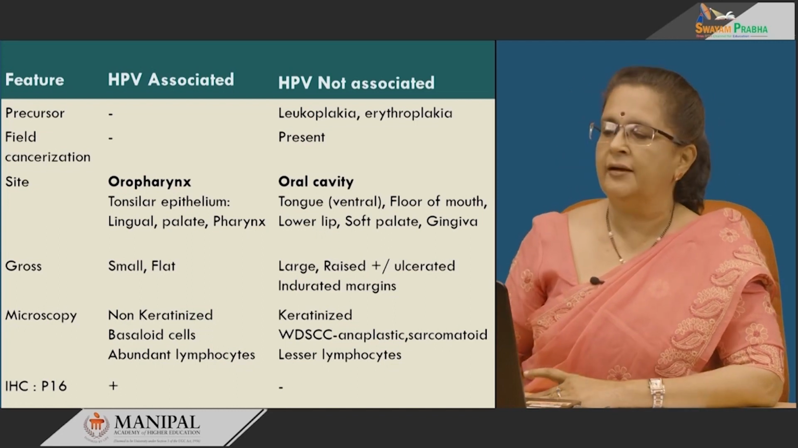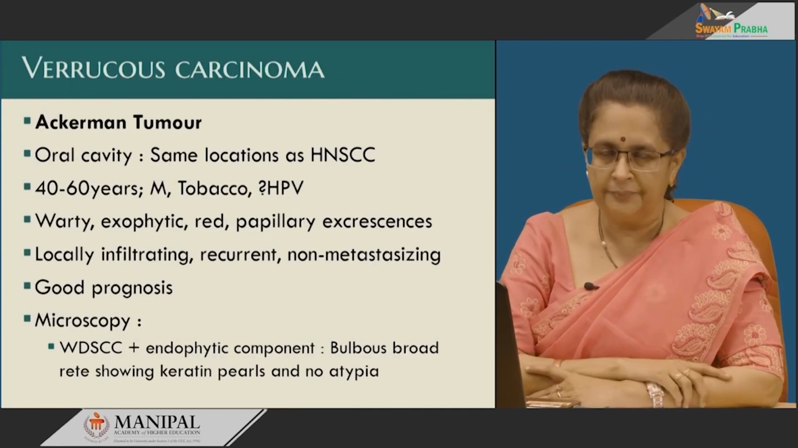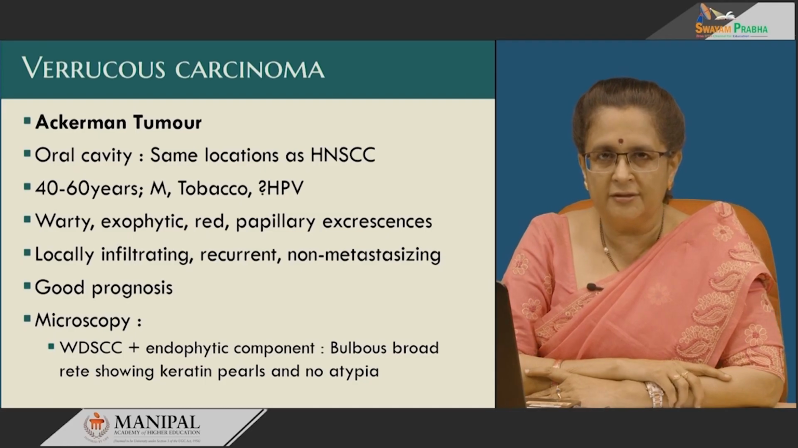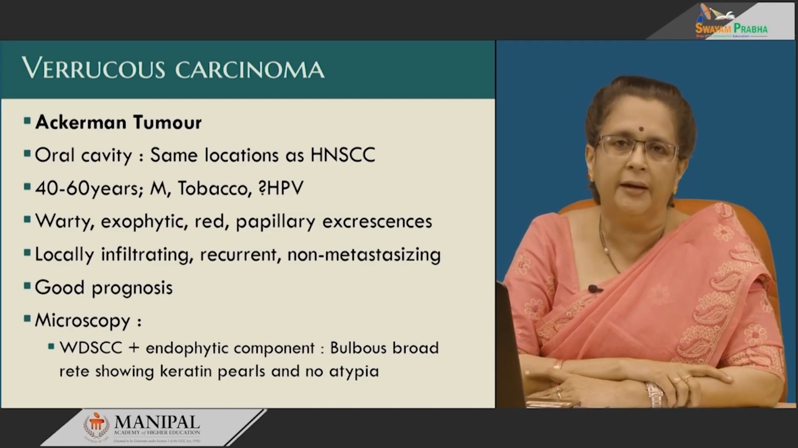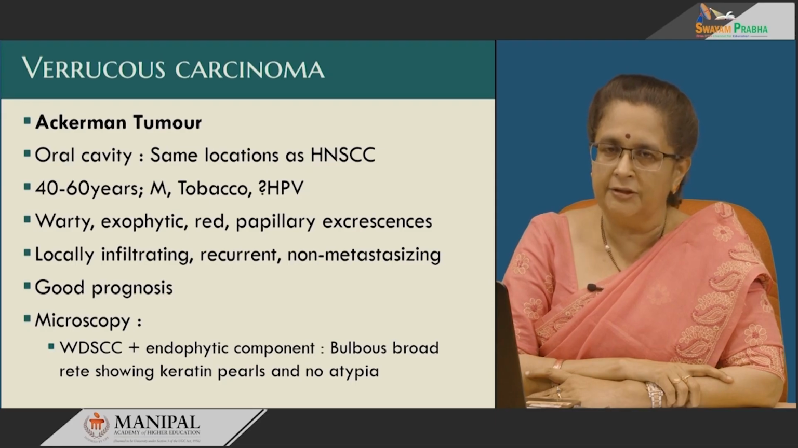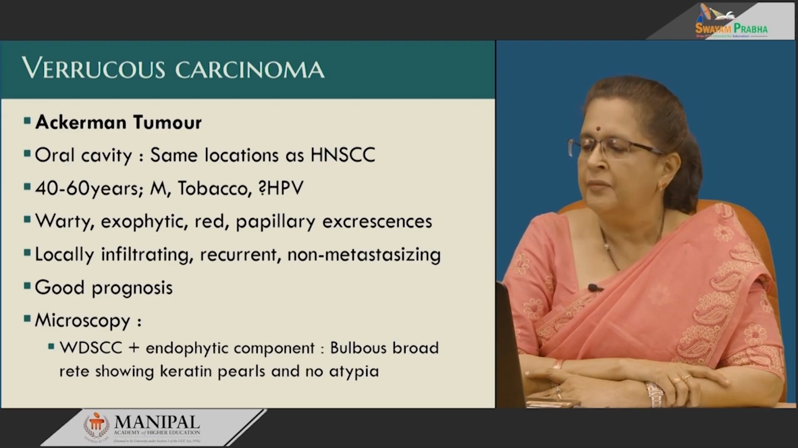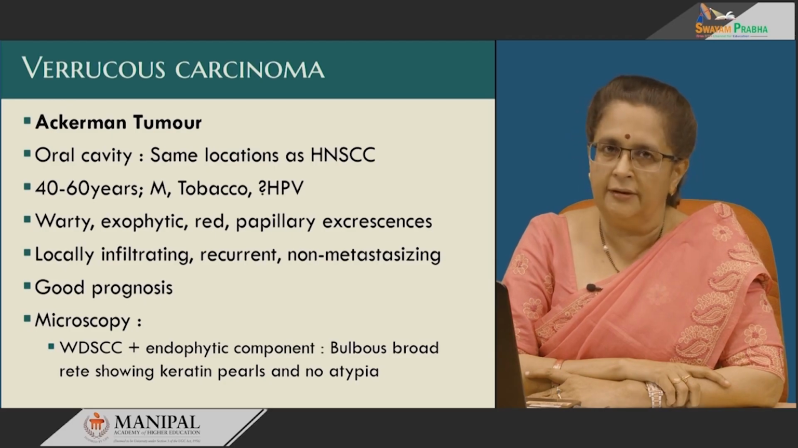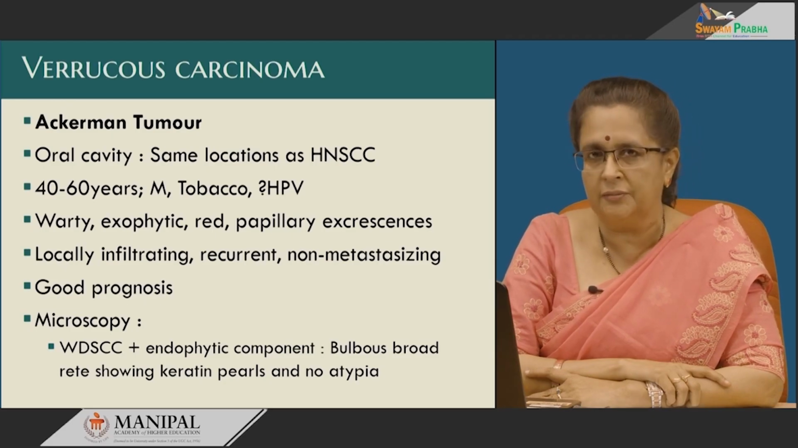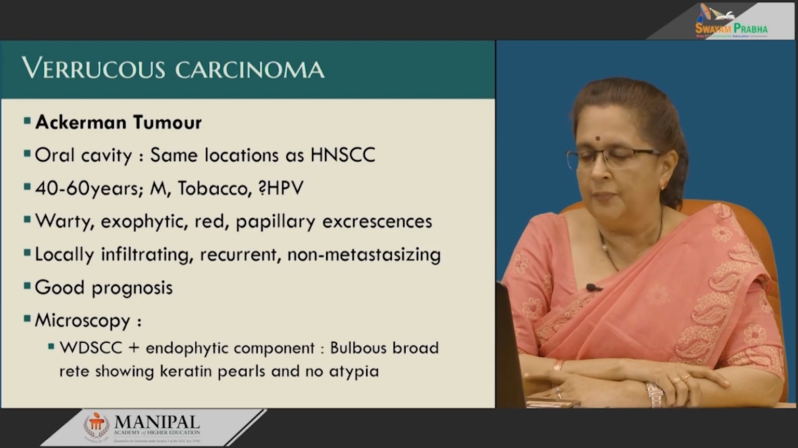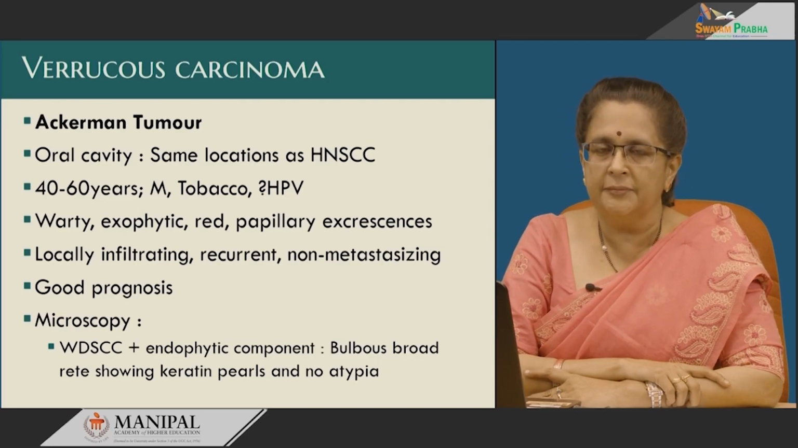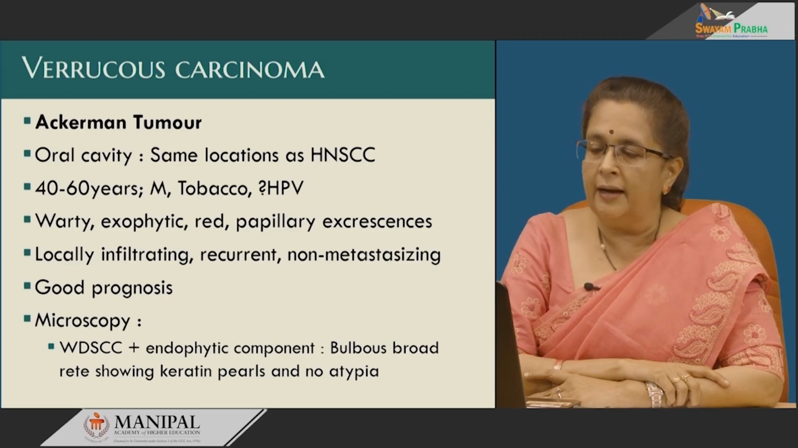Now, lastly, we will just have a look at verrucous carcinoma. Now, this is a carcinoma which has an excellent prognosis and was discovered by Ackerman, and hence it is known as Ackerman tumor, usually seen in oral cavity with the same locations as the non-HPV associated head and neck squamous cell carcinoma and almost similar etiopathogenesis. The age group is also similar. It occurs within the age group of 40 to 60 years, males more often, and tobacco is the main association. HPV, some say yes, around 28% of them are associated with human papilloma virus.